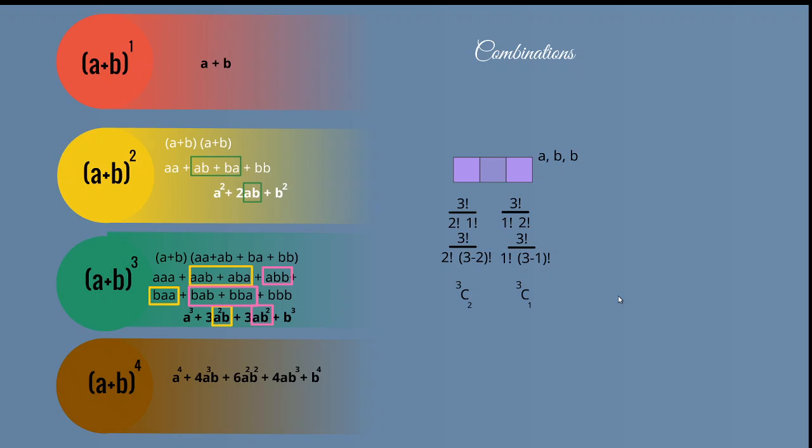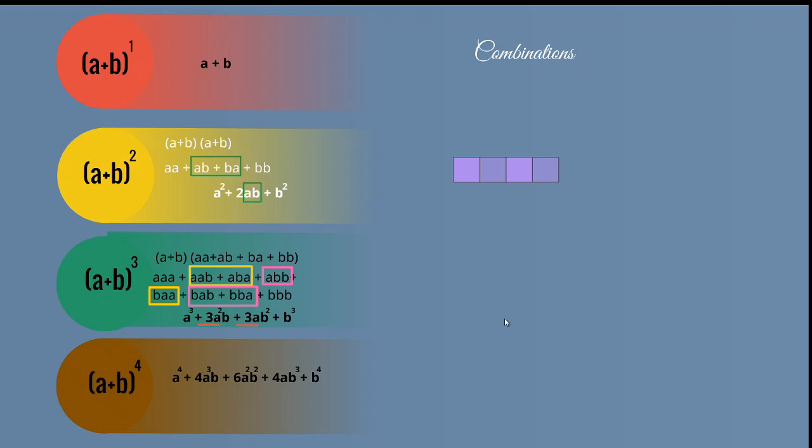Now guys, these are exactly the same numbers here. 3C2 is 3 and 3C1 is also 3. Both of them are actually equal. So that is how these numbers come, 3 and 3. Now let me take you to another example.